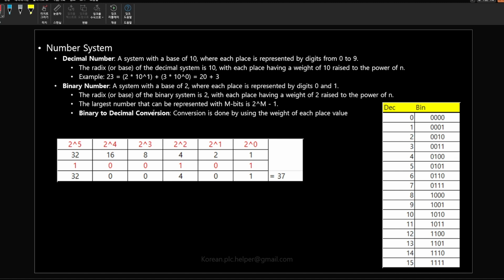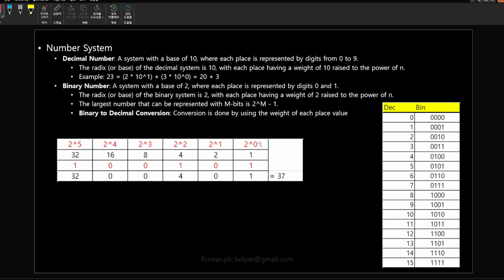Next is the binary system. Binary numbers use 0 and 1 to represent numbers. The base of binary numbers is 2, and each position is assigned a weight of 2 raised to the power of n. Let's talk about the most important part: how to convert binary numbers to decimal. As you can see, there are 2 to the power of 0, 1, 2, 3, 4, 5.